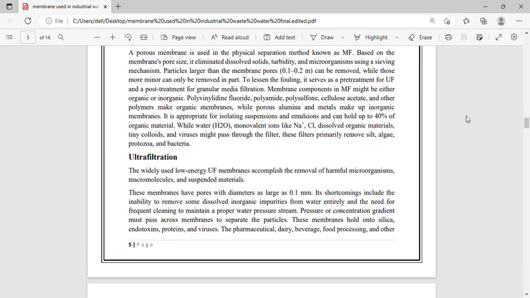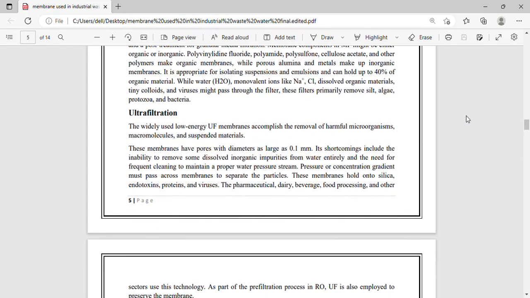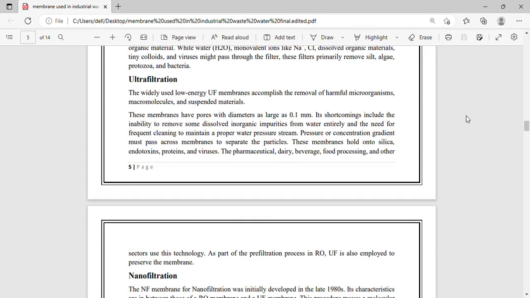Next one is ultrafiltration. The widely used low-energy UF membranes accomplish the removal of harmful microorganisms, macromolecules, and suspended materials. These membranes have pores with diameters as large as 0.1 micrometer. Its shortcomings include the inability to remove some dissolved inorganic impurities from water entirely and the need for frequent cleaning to maintain a proper water pressure stream. Pressure or concentration gradient must pass across membranes to separate the particles.